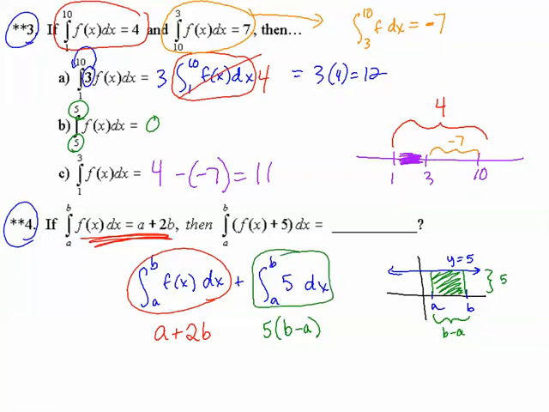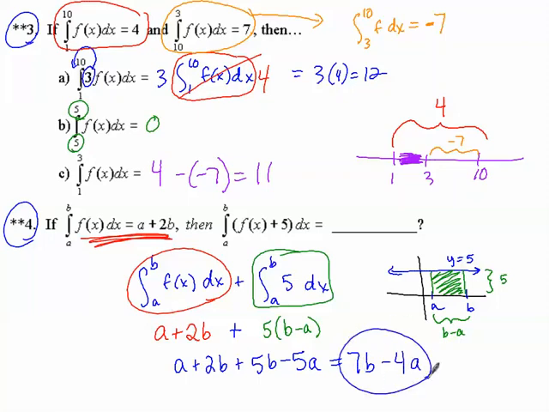Let's put them together. a plus 2b plus 5b minus 5a. Simplify a little bit, combine our b's, that's 7b, combine our a's, minus 4a. That's the best we can do given that we don't know the values of a and b.